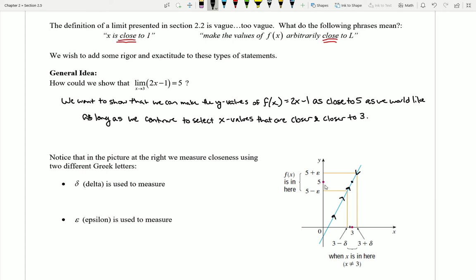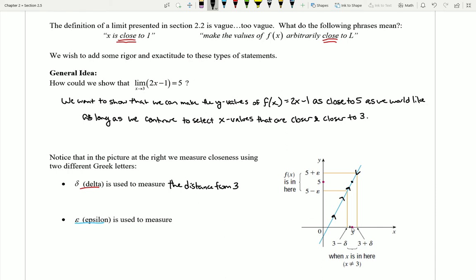So what we're going to have to do here is start to talk about how far apart are certain x values from 3, and how far apart are certain y values from 5? And to do this, we're going to actually use two Greek letters, delta and epsilon. Now I'm going to kind of color code these right here. I'm going to use delta as a red value and epsilon here as a blue value. So delta is going to actually measure the distance from 3. So that is, it's measuring in x direction distance.